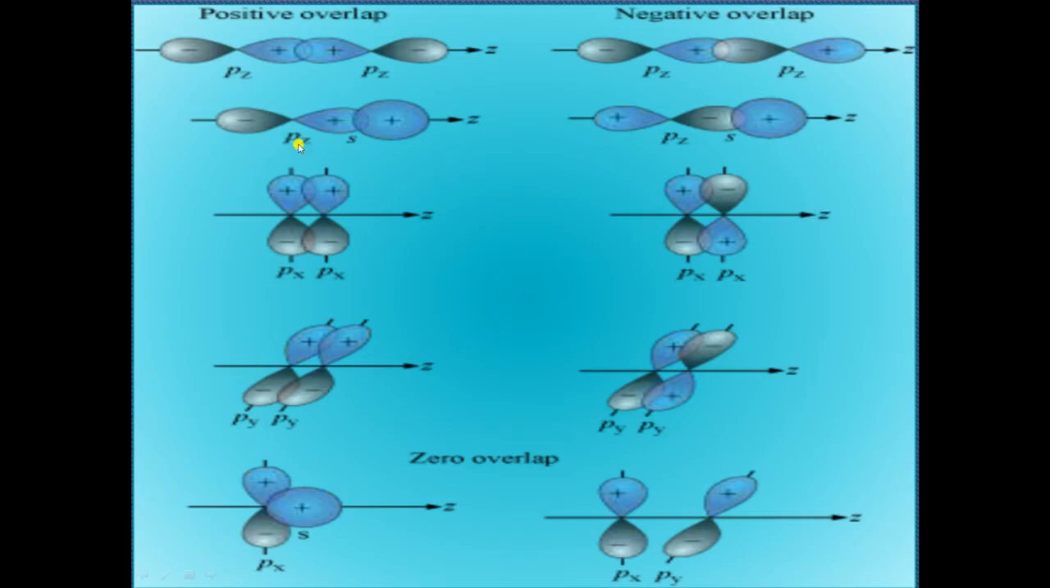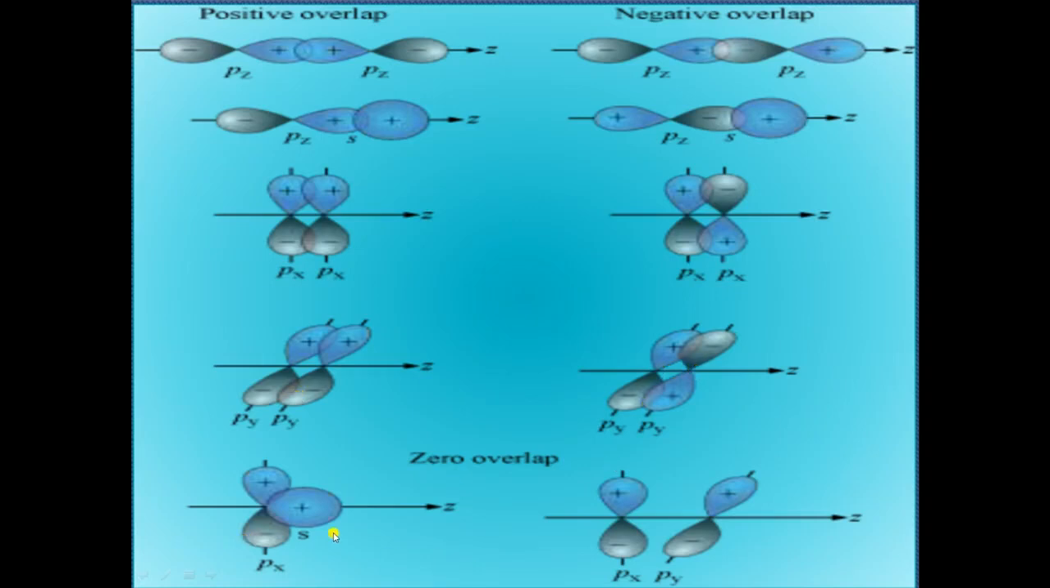Next is overlapping between pz and s orbital. So this is also a positive overlapping and this one is negative overlapping. Negative, positive. Here plus, minus. So this one is sideways overlapping between two px orbitals. The x is the same, so that is why overlapping is there. Here overlapping is there but positive, negative, that is why this is negative overlapping. Now here also between py orbitals there will be sideways overlapping between positive, positive, negative, negative. But here this is negative overlapping.